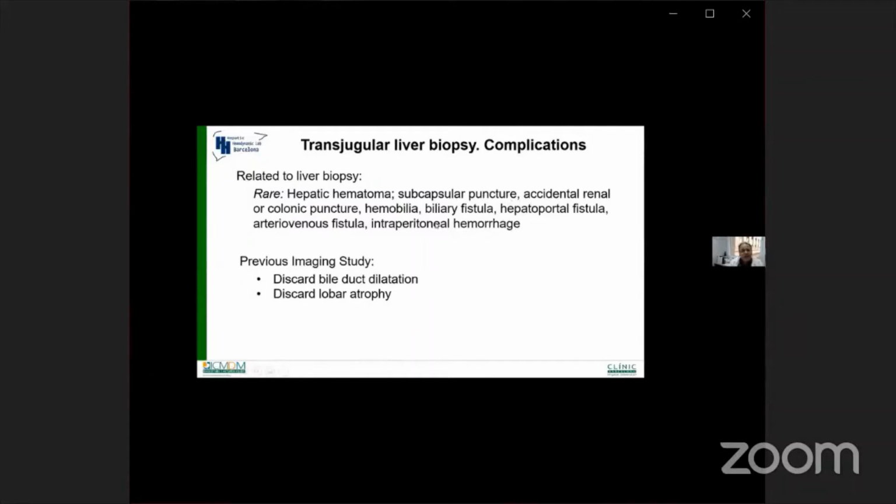Again, taking into consideration what I mentioned about which vein you have catheterized, the right or the median hepatic vein, you must be very careful controlling the introduction of the needle into the liver, and indeed have a previous imaging study that rules out a bile duct dilatation or a marked alteration in the liver morphology, as we may need a liver biopsy in a patient with a severe atrophy of the right hepatic lobe.